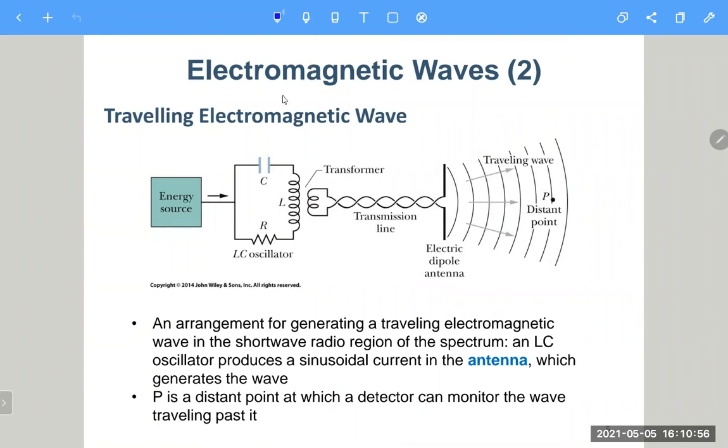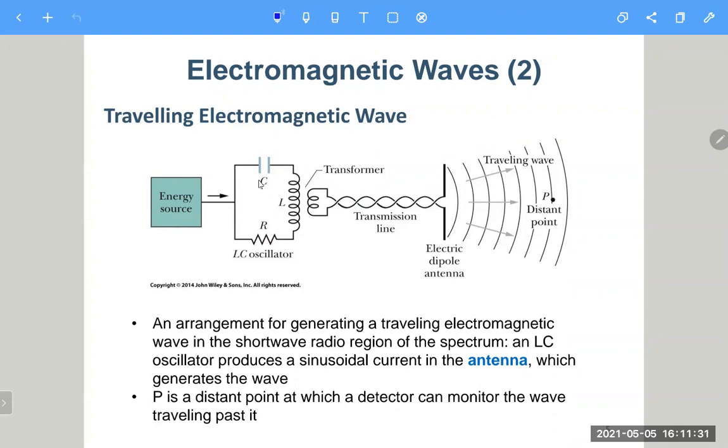So here we talk about the electromagnetic wave, the traveling electromagnetic wave. We assume that there is some energy source trying to input some energy to this RLC circuit. And in chapter 31, you know that this circuit will oscillate at a certain frequency. Of course, the real transmitter wouldn't be like that. It is just a demonstration. It can just oscillate at a certain frequency.